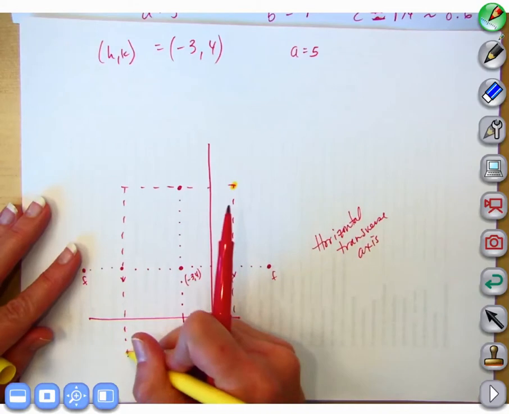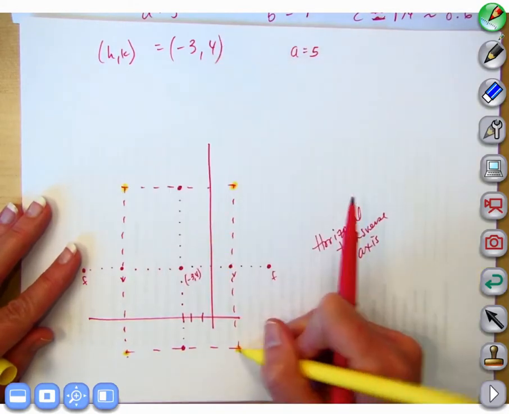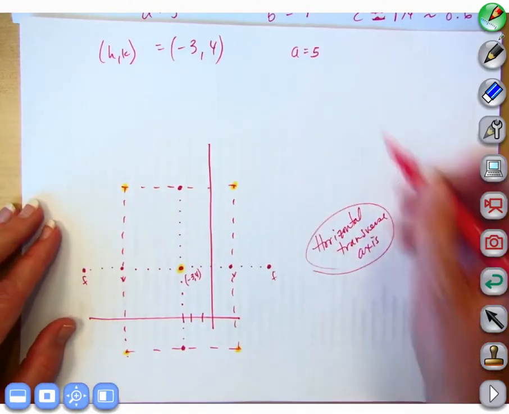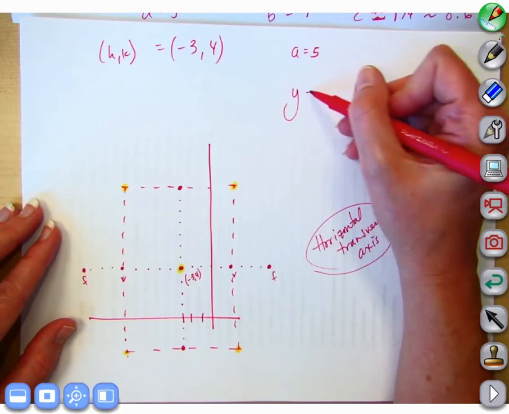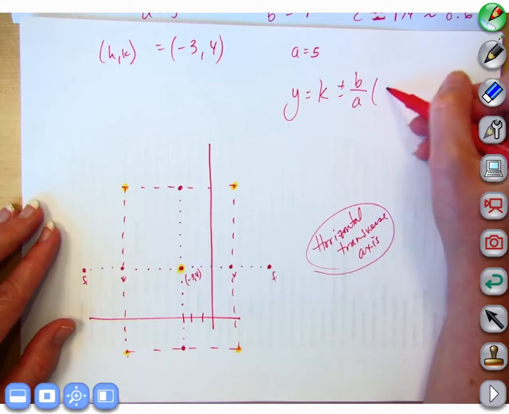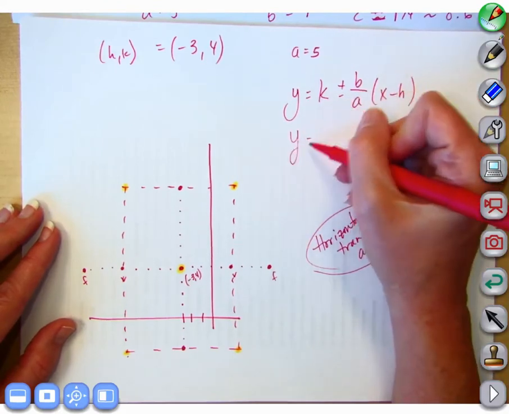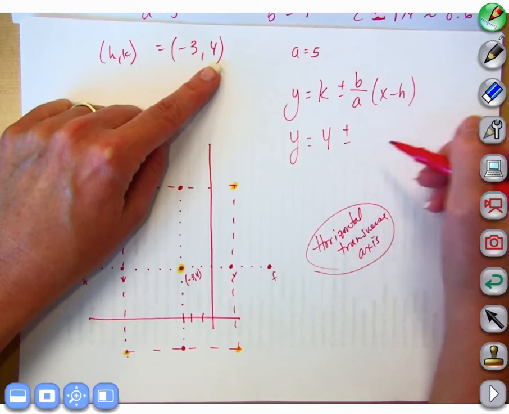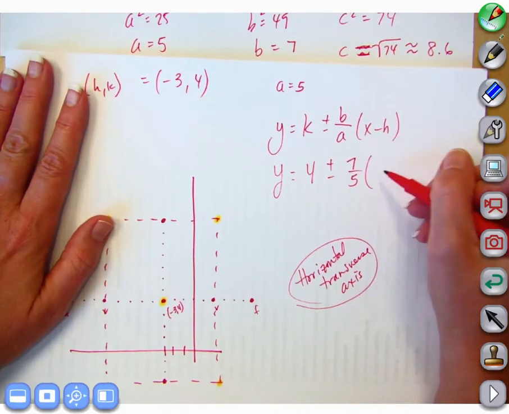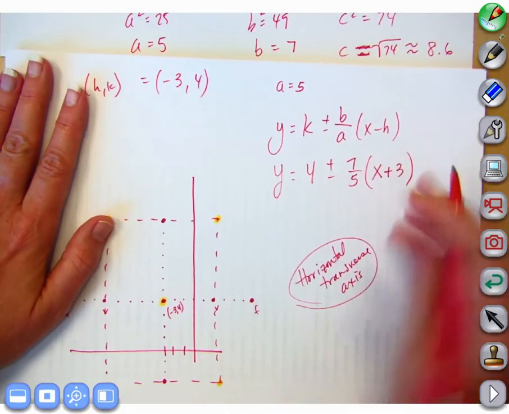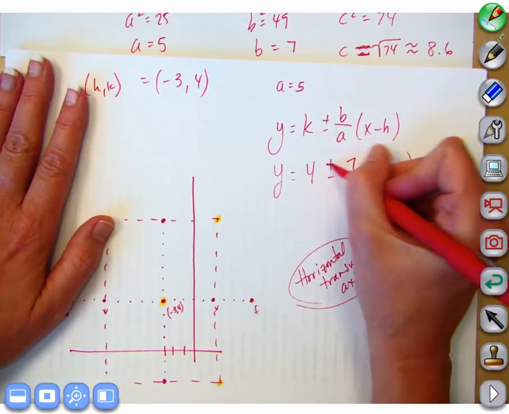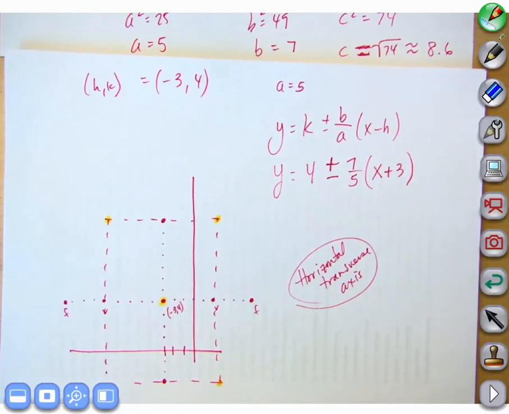Now you can see the asymptotes. There we go. The asymptotes are going to be going through the corners of those boxes and through the center point. And since this has a horizontal transverse axis, the equation of the asymptotes is y equals k plus or minus b over a times x minus h. So y equals 4 plus or minus b over a, so 7 over 5, x plus 3. So these 2 equations, because it's plus or minus, represent the 2 asymptotes.